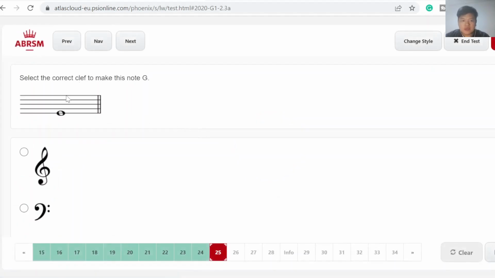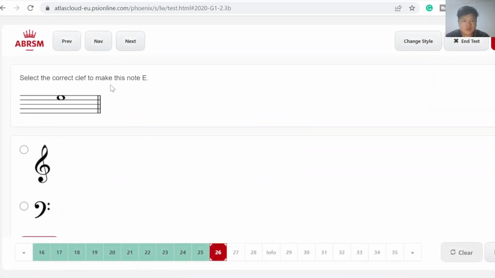Then for that, okay, we have a clef here. In grade 1, you have two clefs. One is the treble clef, another is the bass clef. When you do treble clef, you use F, A, C, E to find the note. So the F is here, correct? But F step down is the E note, so it can't be the G note. So your answer is the bass clef.